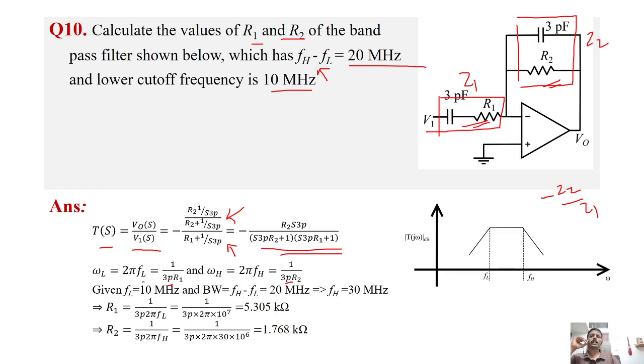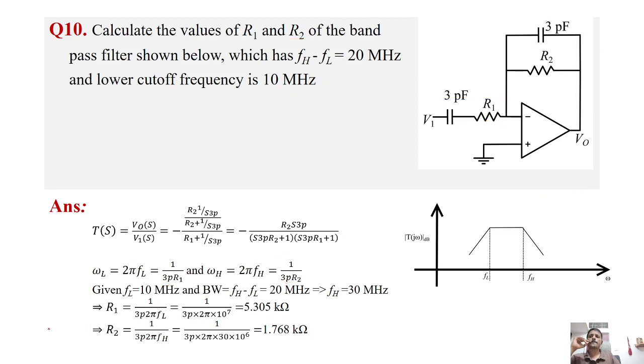We'll substitute FL and FH that we have derived here, and we'll get the values of R1 and R2. R1 value is 5.305 kilo ohm and R2 is 1.768 kilo ohm. So this is all about the questions that we have collected and solved.